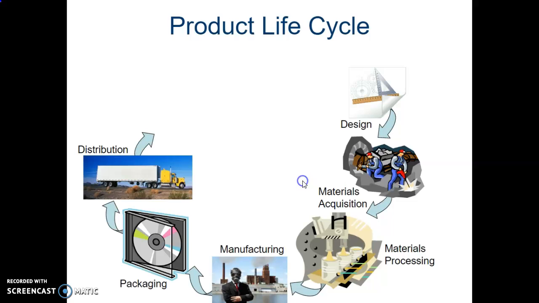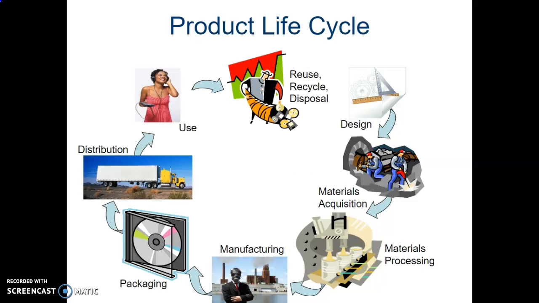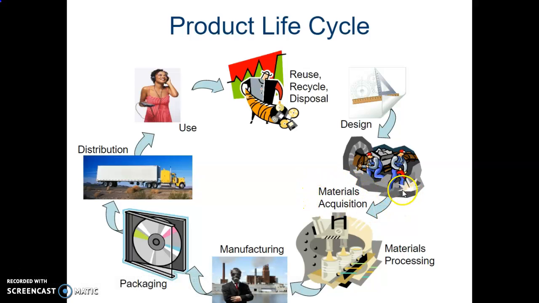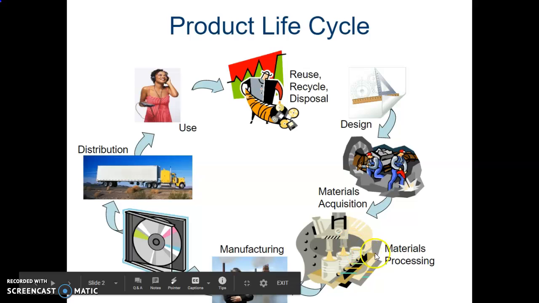Alright, so basically these are the steps. You start with design. This is when you create a product, when you first decide what kind of product you need and what kind of problem it's going to solve. Then you have to find your materials. This is called materials acquisition. Then you have to process those raw materials and make them into something usable. That is called materials processing. Then you have to manufacture those into the product.